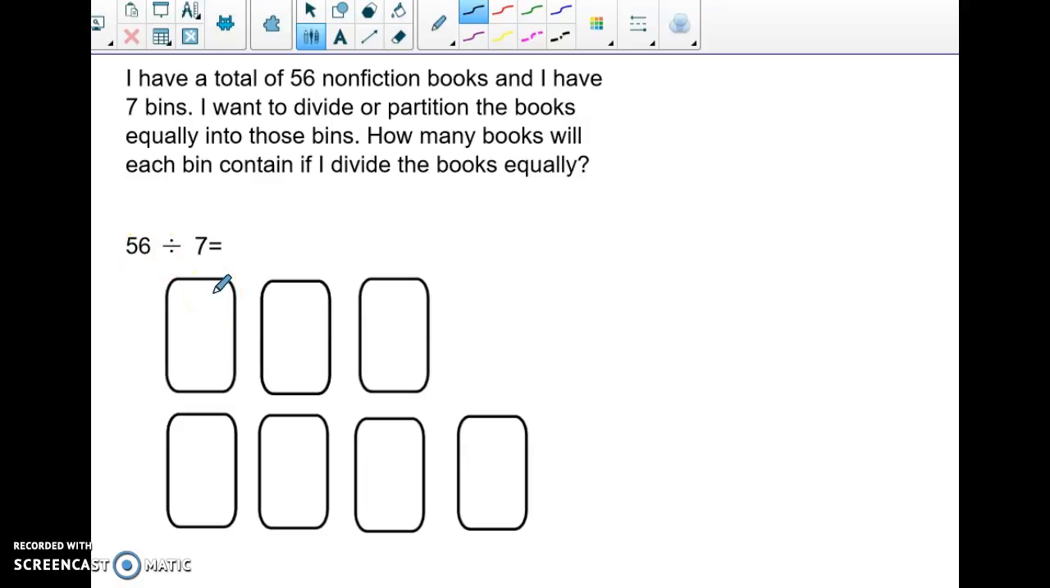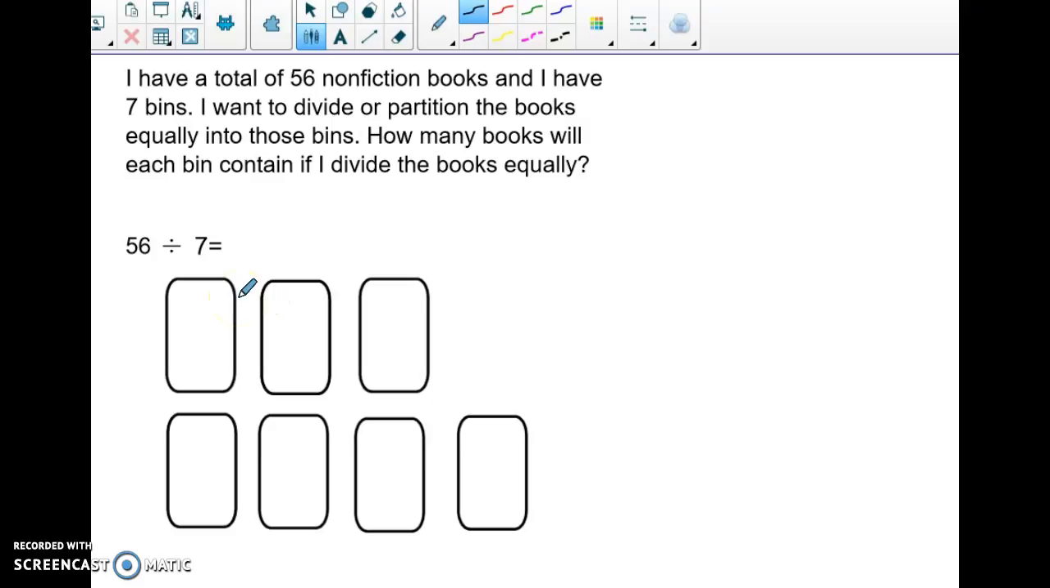Now, I could start partitioning by ones, but imagine that would take a really, really long time because I would have to say 1, 2, 3, 4, 5, 6, 7, and keep going until I get to 56. So I'm wondering if I can partition in a bigger way. Before I even draw anything out, I'm going to think to myself, what if I partitioned it by tens? Let's see, 10, 20, 30, 40, 50, 60, 70. Okay, so definitely not by tens because that would get me 70 books and I have 56.